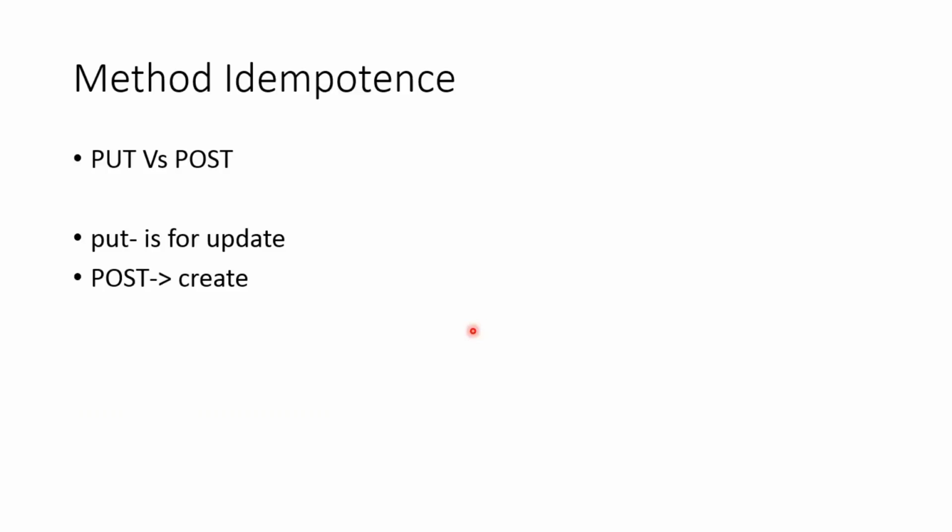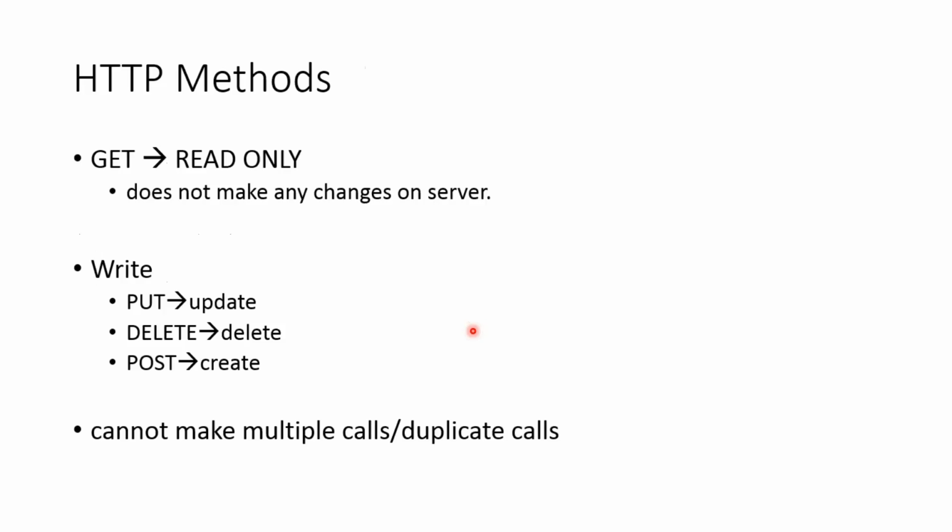Now, get and delete are clear. Get is if you just want to request a resource. Delete is for removing a resource. This is what we have, get and then delete. But now let us understand the difference between put and post. Put is for update and post is to create a new resource on the server.